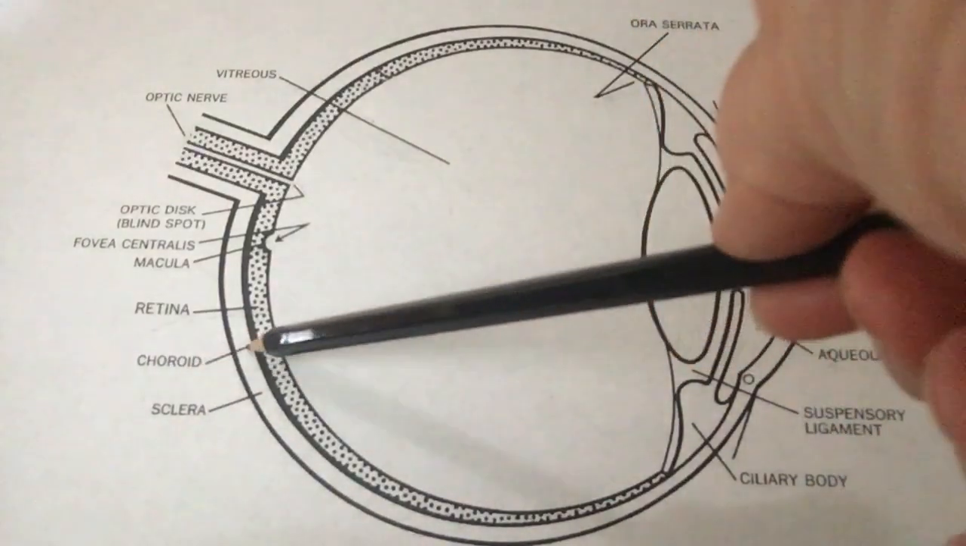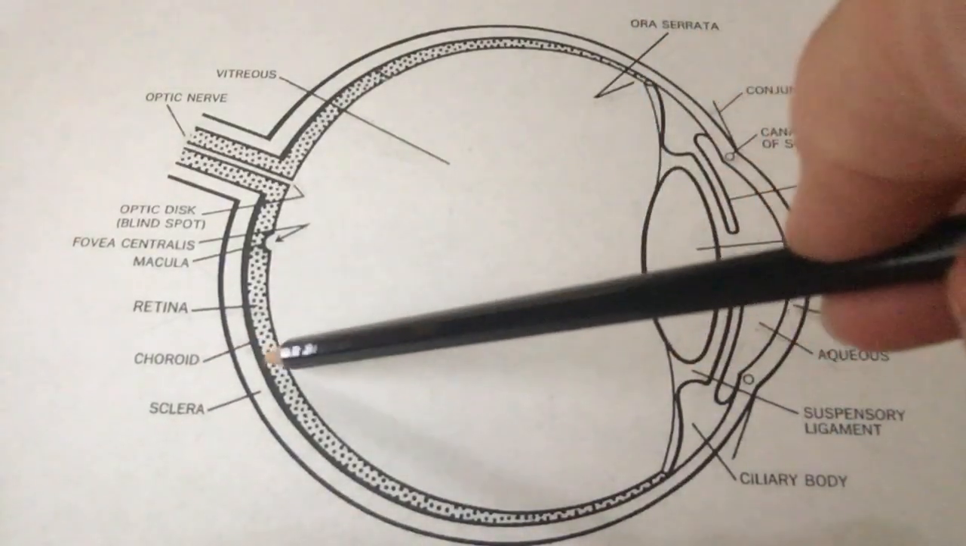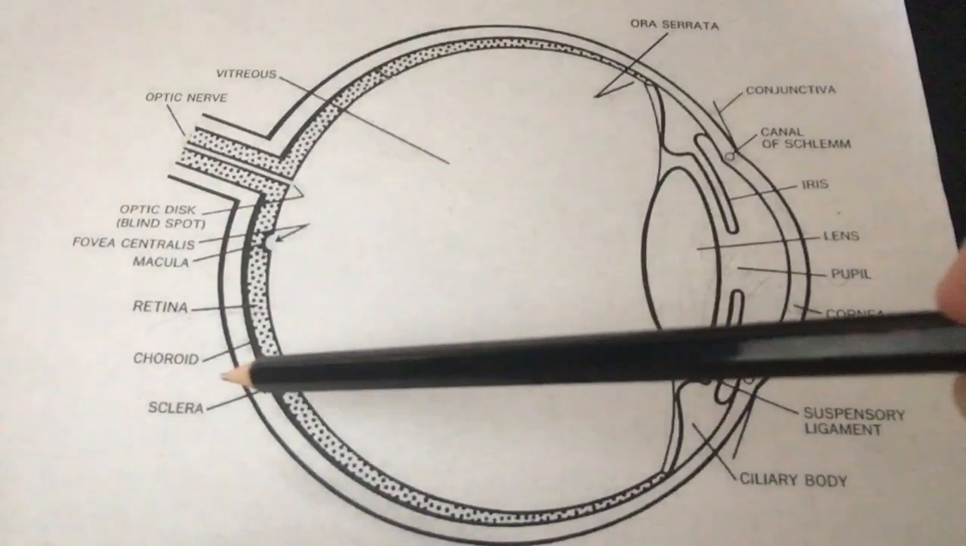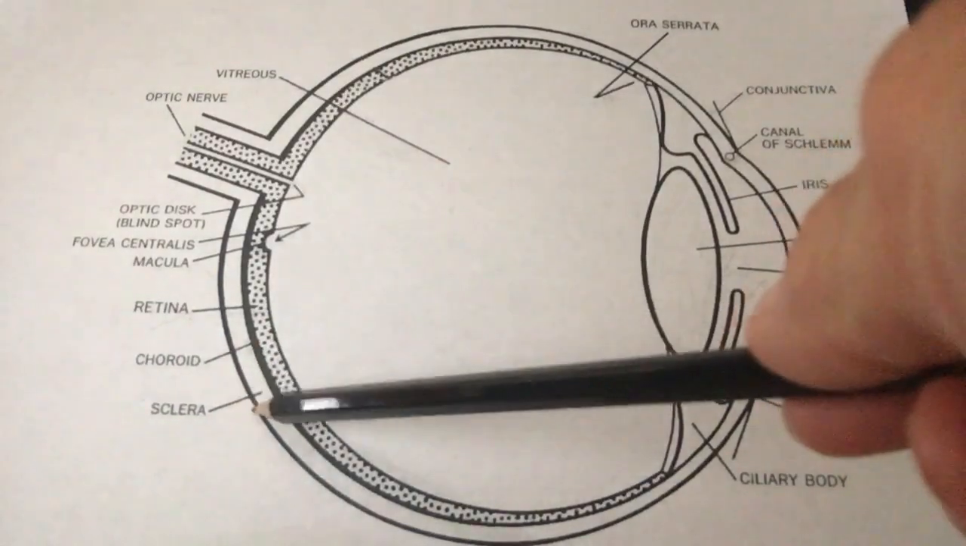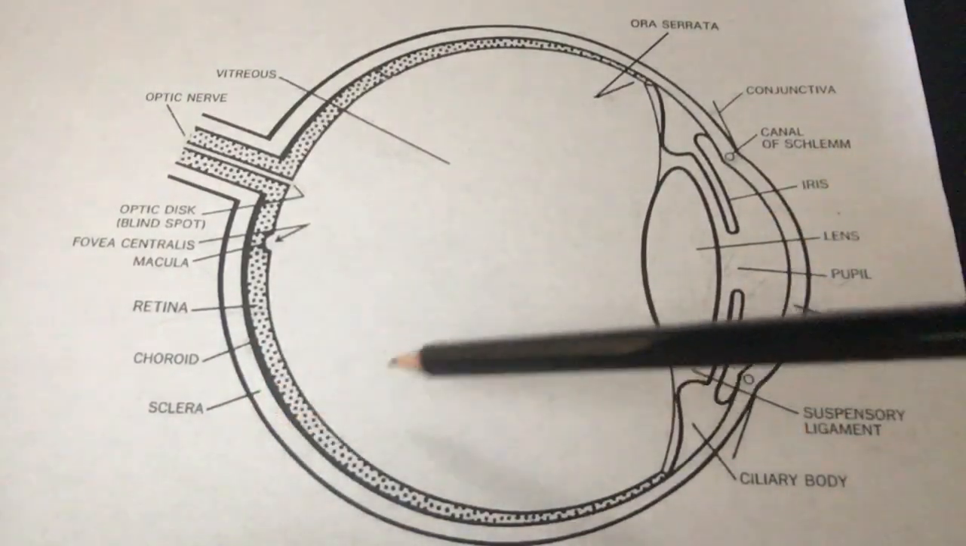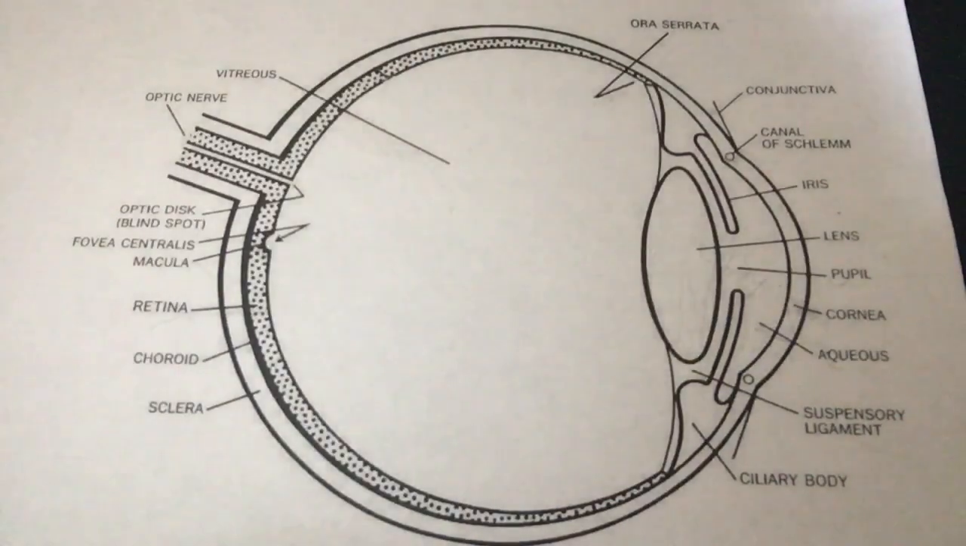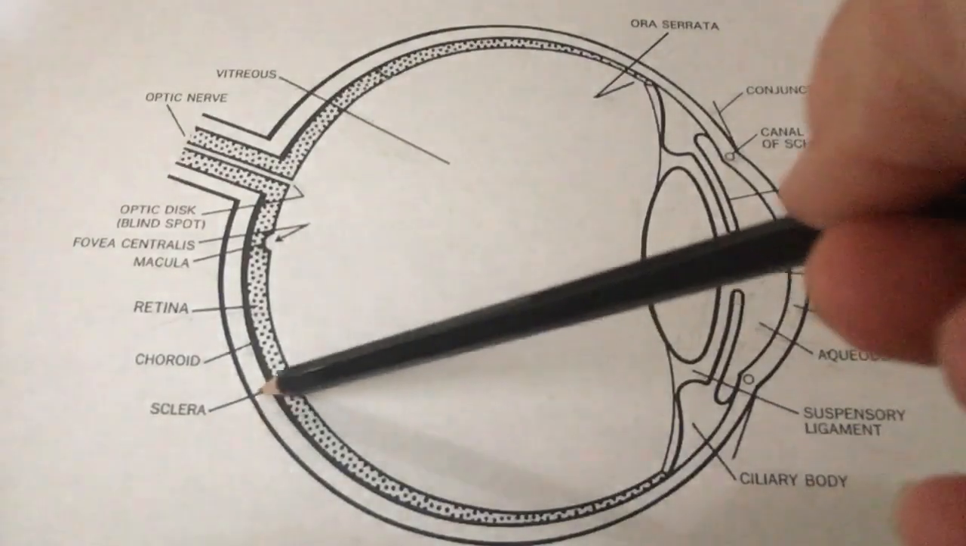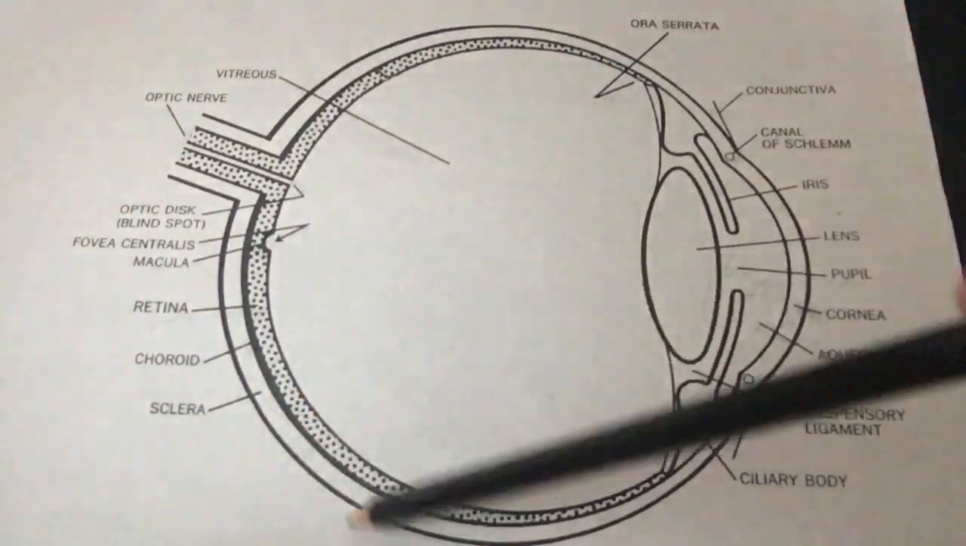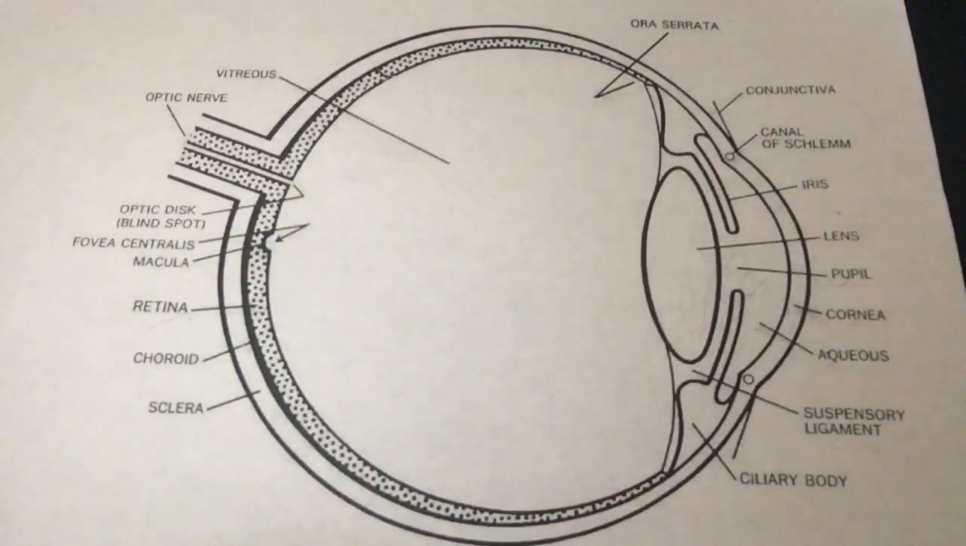Then we have the choroid here, a layer between the retina and the sclera. It consists primarily of blood vessels, which provide nourishment to the retina. And then lastly, we have the sclera. This is the tough, white, fibrous, outer protective layer of the eye.